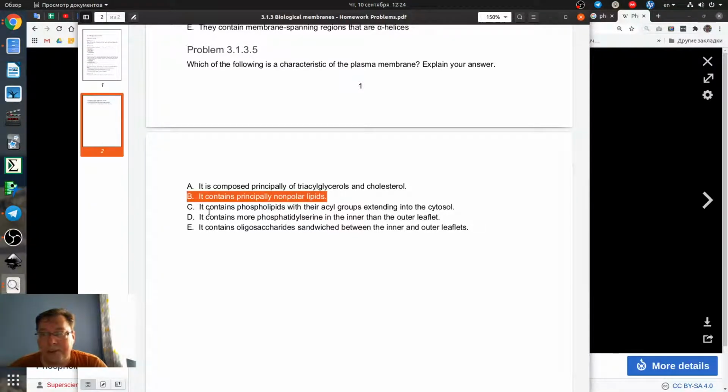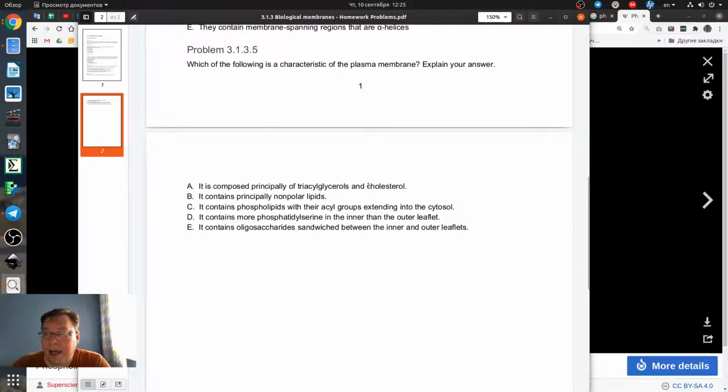C: it contains phospholipids with their acyl groups extending into the cytosol. No, inside the membrane. Wrong. D: it contains more phosphatidylserine in the inner than outer leaflet. Possible. E: it contains oligosaccharides sandwiched between the inner and outer leaflets. Yes, oligosaccharides we can find in outer space. I think the most true answer is D.